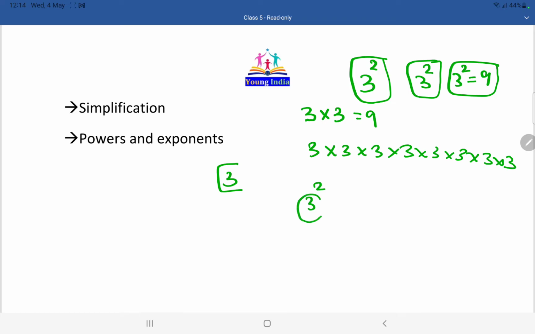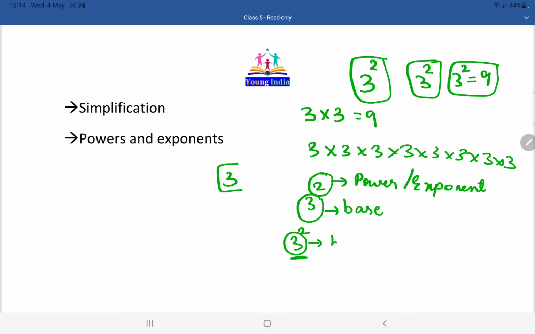Okay? First of all, this number 3 which is there is known as the base. Then this 2 which is there is known as power or exponent. Power or exponent means the same. So, if you write 3 square, 3 is the base. The number which is down is known as the base, and the number which is at the top is known as power or exponent. I guess you are clear with this.